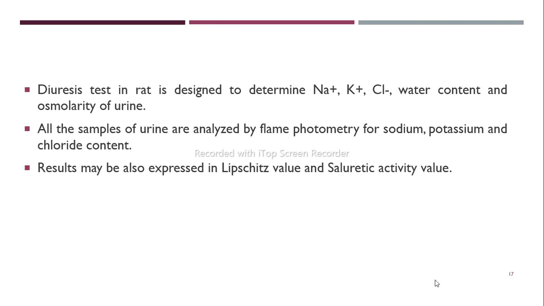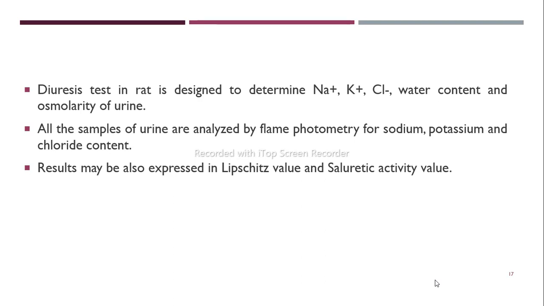So the diuresis test in rats is designed to determine sodium, potassium, chloride, water content and the osmolarity of the urine. All of the samples of urine which we have collected are to be analyzed by flame photometry for the sodium, potassium and chloride content. When we compare the control samples with the test samples, the test sample must contain higher amounts of sodium, potassium and chloride.